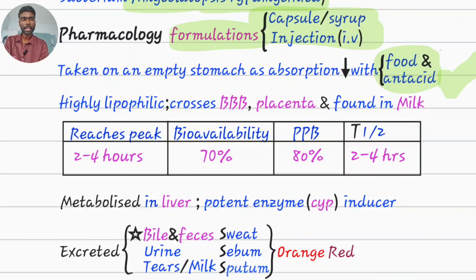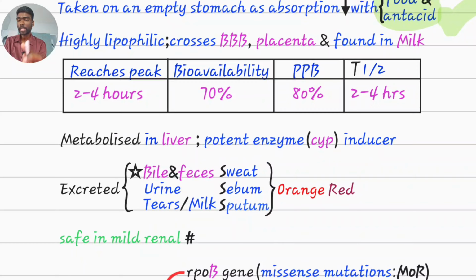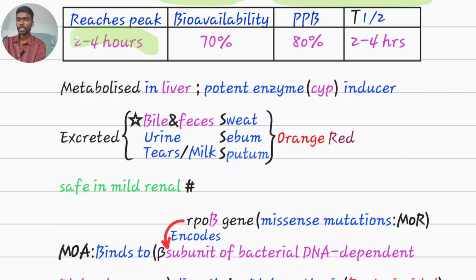So only with antacids will rifampicin absorption be reduced. It is highly lipophilic, crosses the blood-brain barrier, crosses the placenta and is found in breast milk also. It reaches peak in 2 to 4 hours, and the T-half is also 2 to 4 hours. But when given daily, as rifampicin is an enzyme inducer, it induces its own metabolism, called autoinduction, ultimately leading to reduction in T-half.